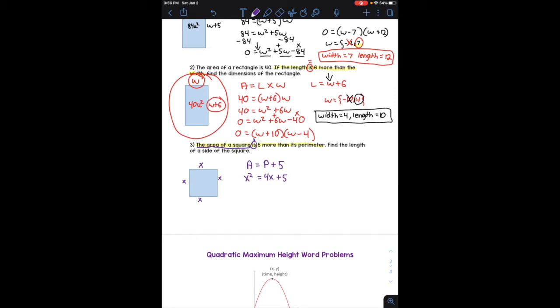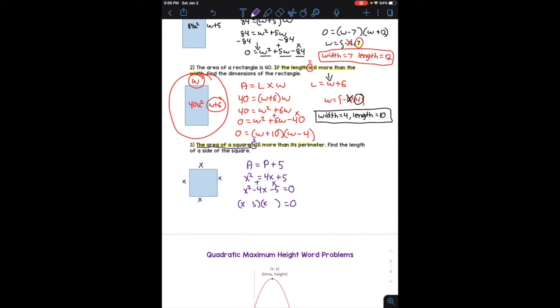First thing we have to do is set it equal to 0, so I'll subtract the 4x and the 5 to set it equal to 0, and just like the previous ones, I'm going to factor to solve. Since it's a trinomial and the coefficient out front is 1, I know I need two numbers with a product of -5 and a sum of -4.